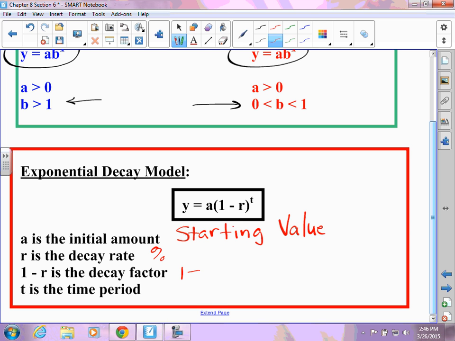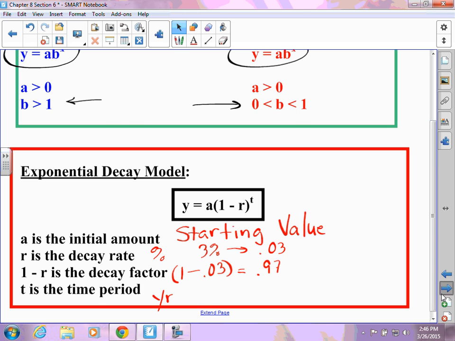So for example, if I have 3% for a rate, I turn it into a decimal, 0.03. For the decay factor, I take 1 minus 0.03. So that's what makes it a little bit different. It ends up being 0.97. Notice that it's between 0 and 1. T, the time period, is years. You'll notice how it's very similar to growth. However, we don't have it compounded monthly, yearly, or semi-annually. We do not have that with decay. Let's go ahead and look at a word problem.